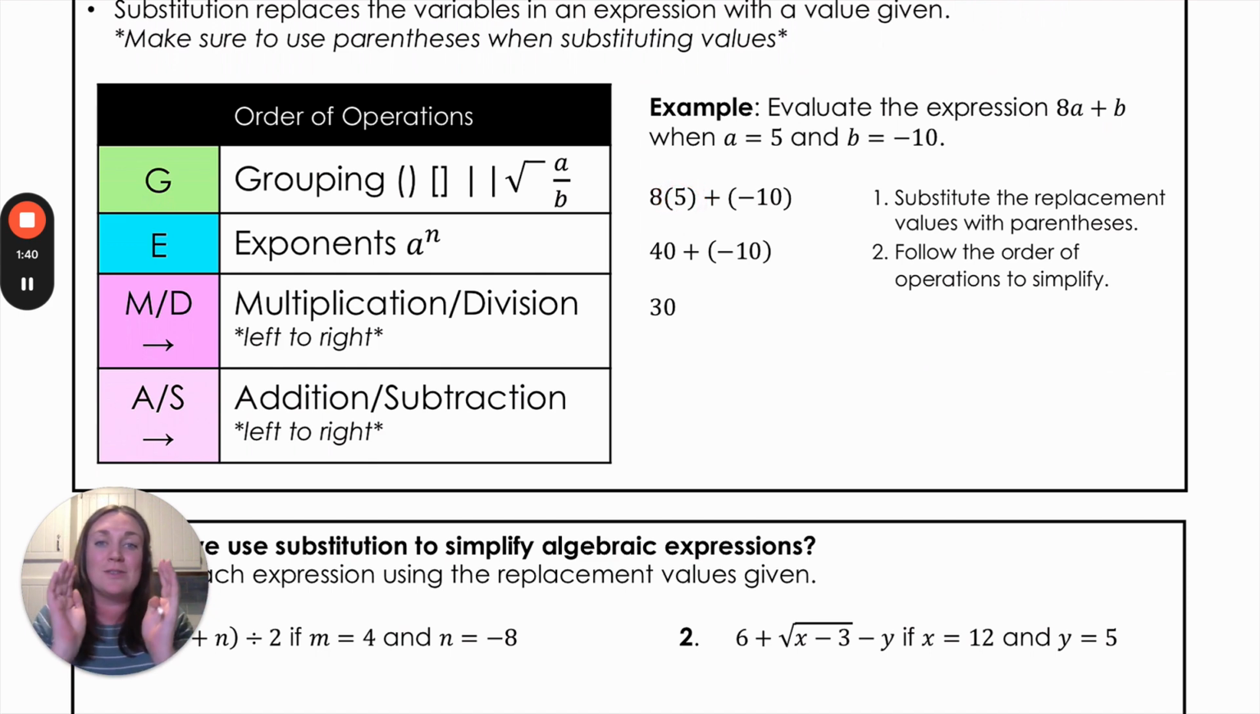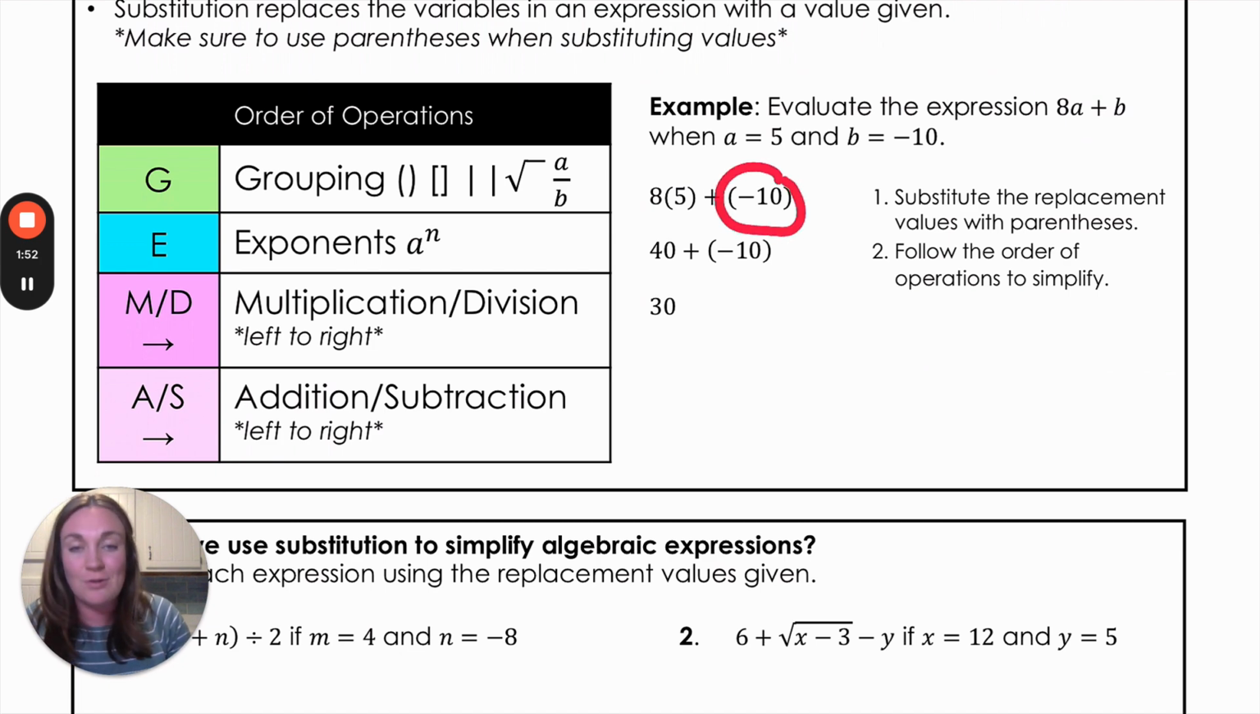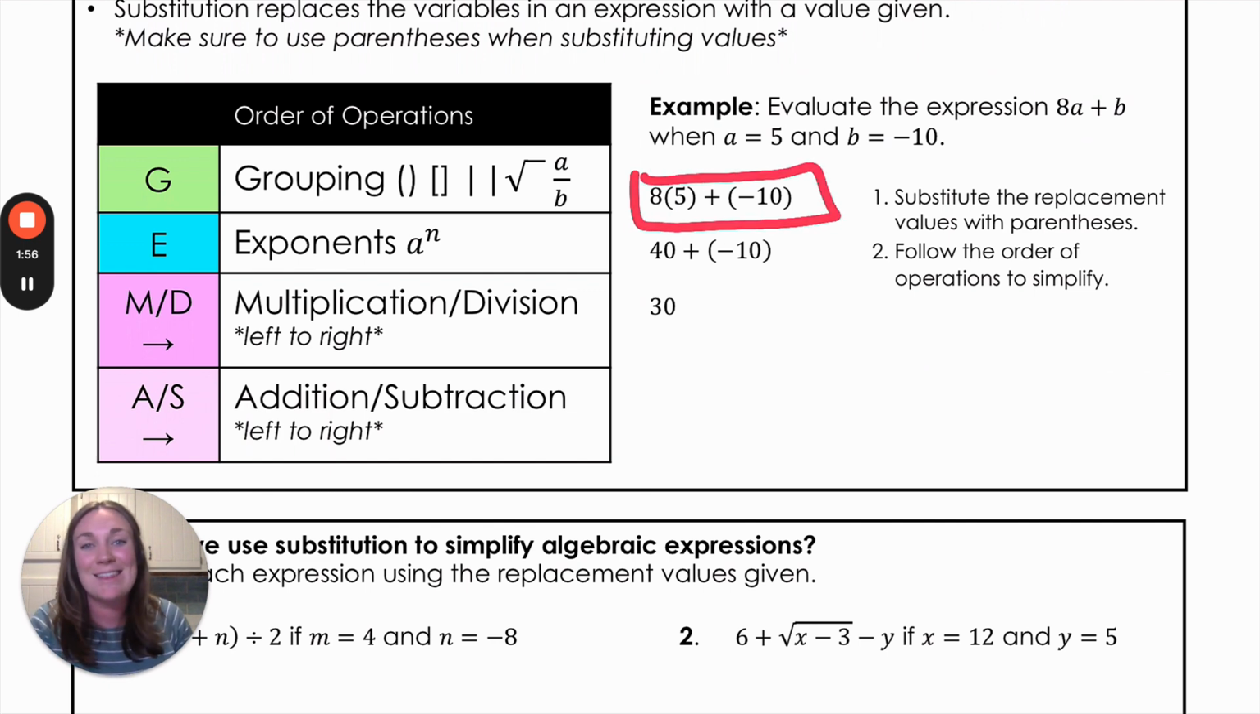So I'm going to take out the A, and I'm replacing it this time with a 5. And I'm going to do that using those parentheses, so I know I'm putting it exactly in its place where it needs to go. Same thing with our B. So we have this plus B is going to turn into a negative 10. So I'm going to take that B out, and I'm going to replace it with that negative 10. So I have something that winds up looking like this.